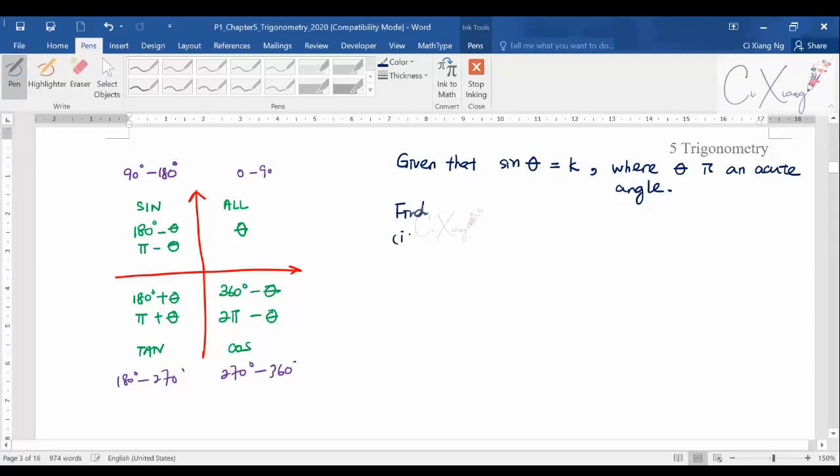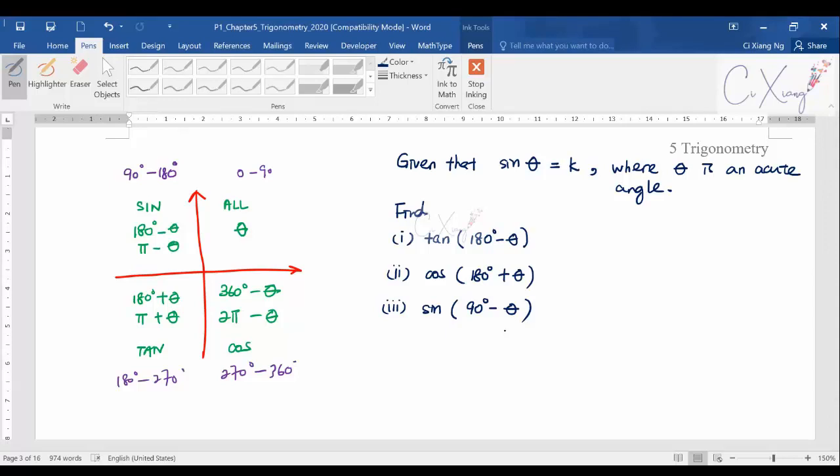All right, so maybe in the question, they will want you to find, first, tangent 180 minus theta. Okay, and then maybe for the second part, they want you to find out cos 180 plus theta. Okay, and the third one, maybe they will want you to find out the value for sine 90 degree minus theta. So if I'm not mistaken, there are some partial questions. They actually ask us something like this.